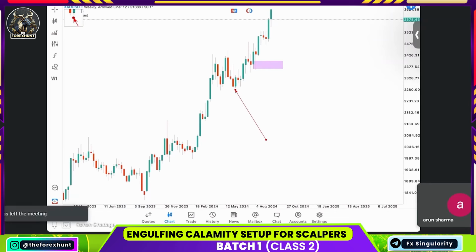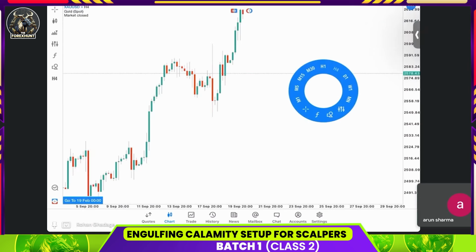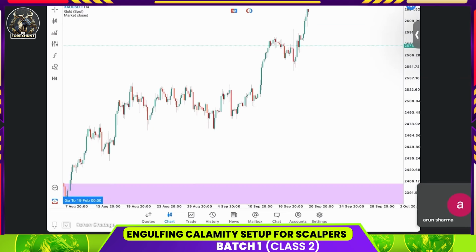Minimum 40 to 60 pips is the bare minimum. If you are taking trades for 10 pips, 15 pips, or 20 pips, then you are never going to make money. Even with a small account, you can make money, but you need some patience. Okay, guys, so now we will move to the setup directly. This was our pure revision.